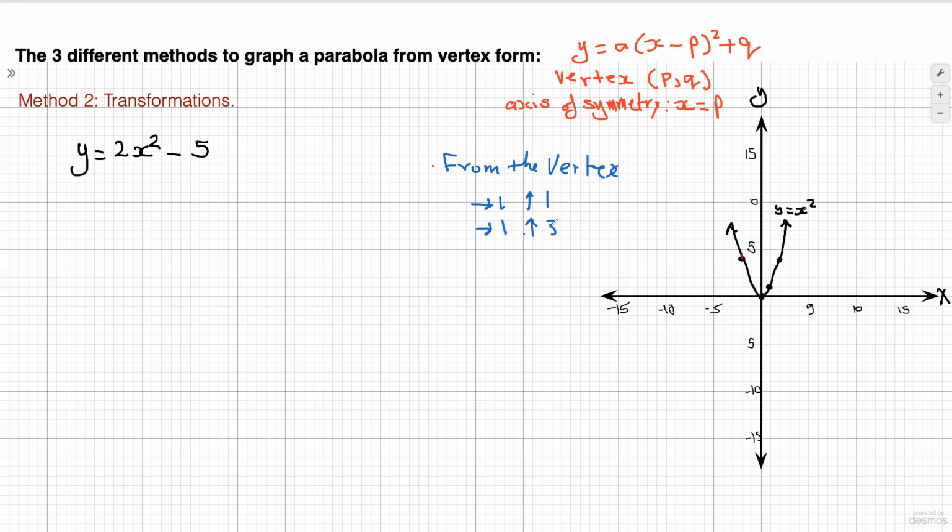And we'll just keep it right there. I don't want to do the next point. So basically you're going out 1, up 1, and then out 1, up 3. So that's what you have to remember. And you do that from the vertex.